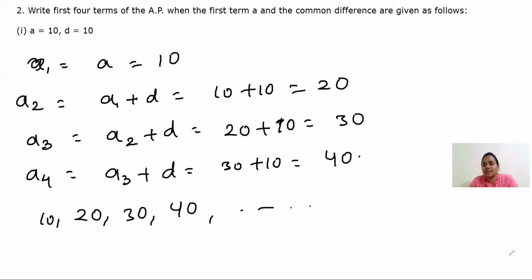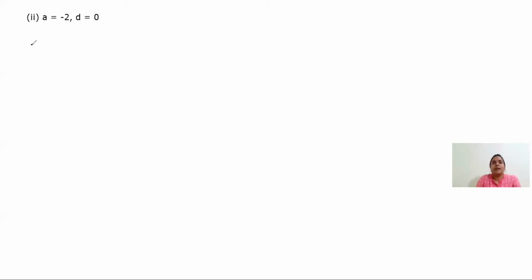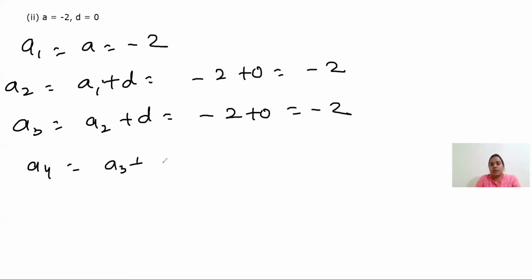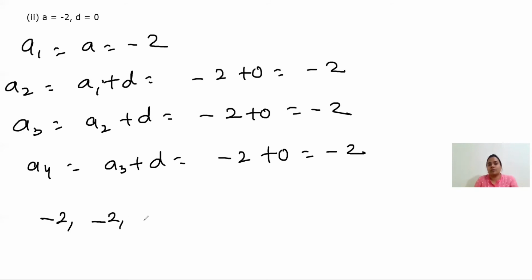Very easy question. Now next, same. A1 is A, that is minus 2. A2 is A1 plus D, that is minus 2 plus 0, that is minus 2. A3 is A2 plus D, that is minus 2 plus 0, minus 2. A4 is A3 plus D, that is minus 2 plus 0, that is minus 2. D is 0, so all the terms are the same. First 4 terms are minus 2, minus 2, minus 2, minus 2. Clear?